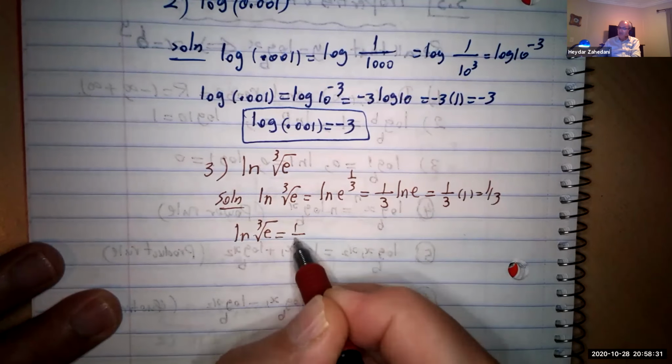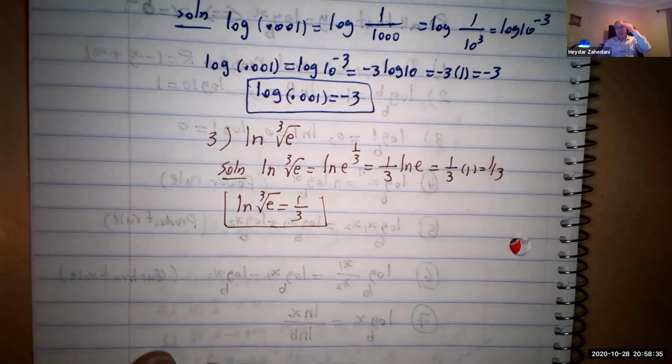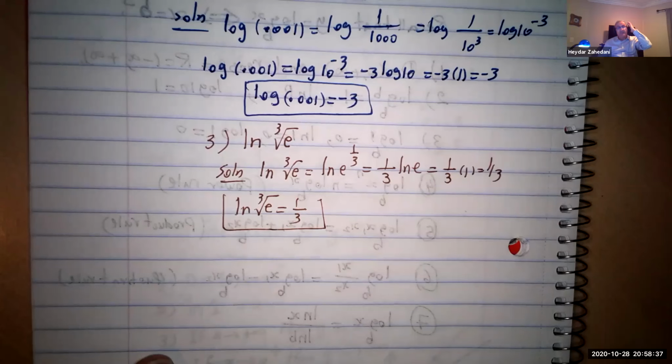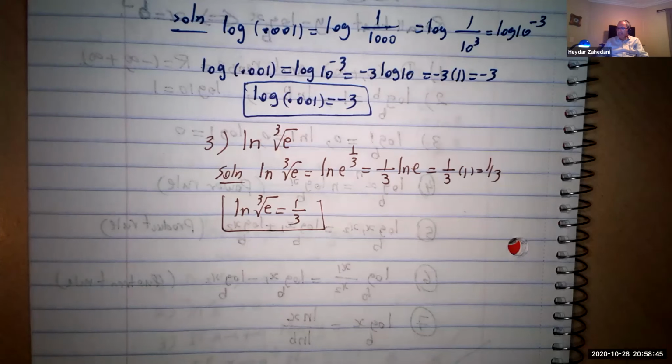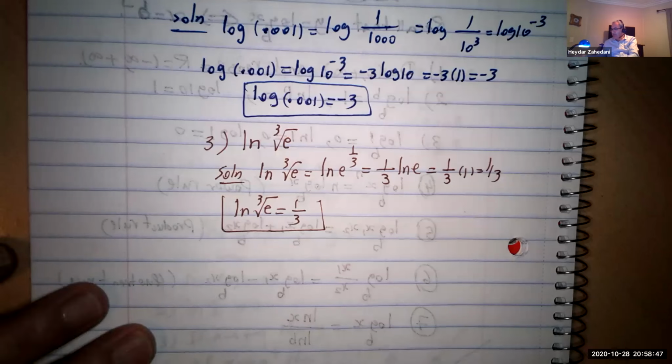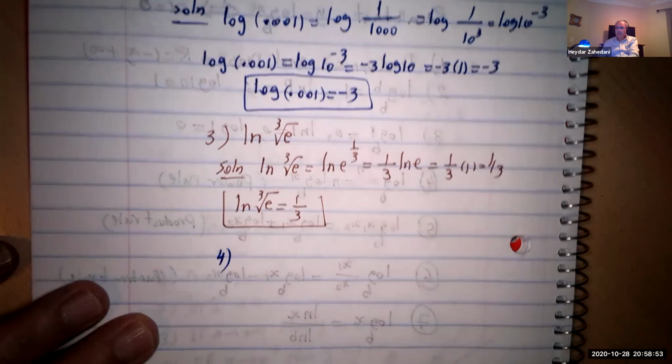Again, no calculator. We're just using the fact that for the ln, the base is e. So the ln of e is log of e with base e. So that gives 1/3. Okay, any question? So this is another one. Now, how about the next one?